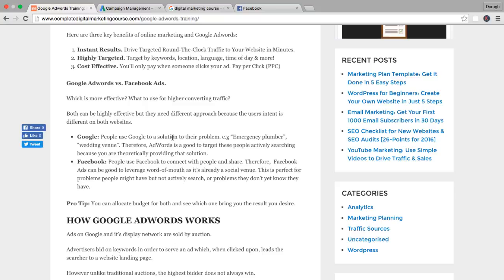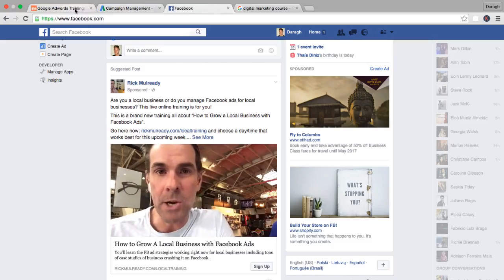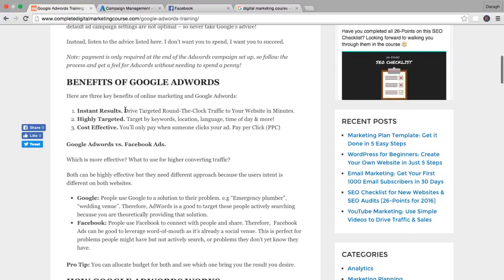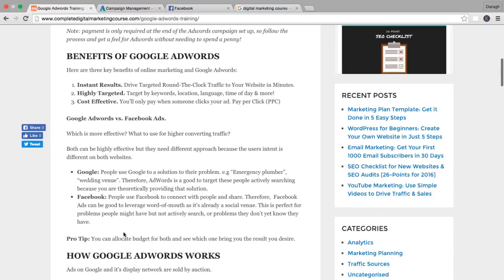So that is a bit of a comparison. Both are highly effective, but just remember the user intent is different on both websites. You come into Google to find solutions to your problems. You come into Facebook to really connect with friends. Okay, so that wraps up the benefits of Google AdWords and a little bit of a comparison versus Facebook. One final tip, if you're trying to decide between these two, is allocate a budget for both and see which one will bring you better results.